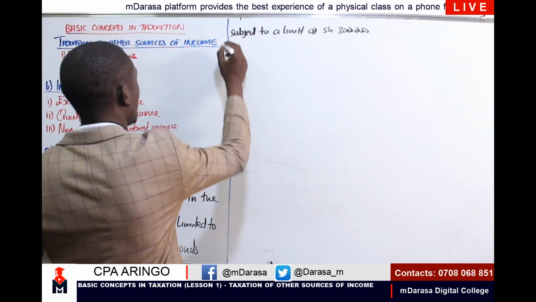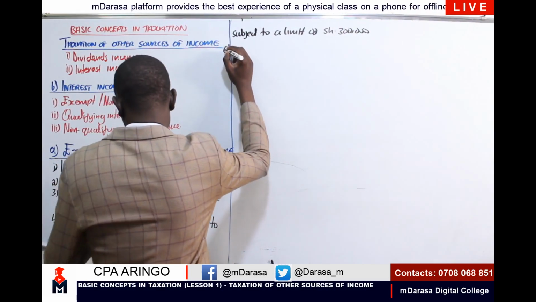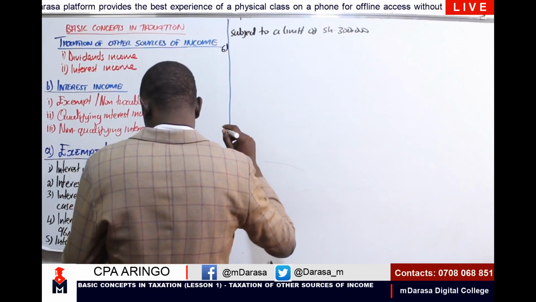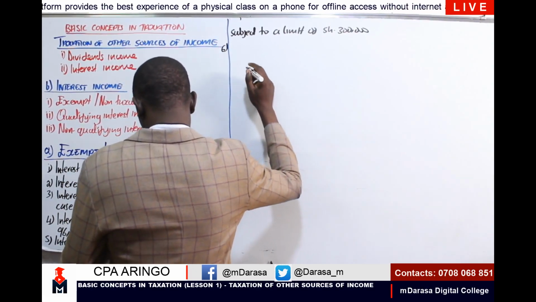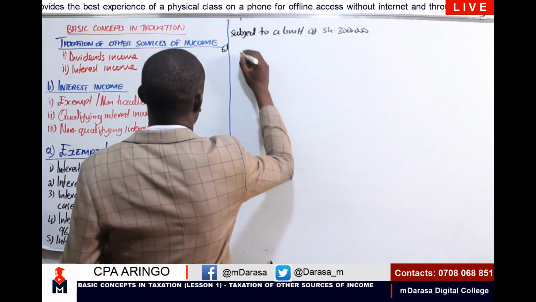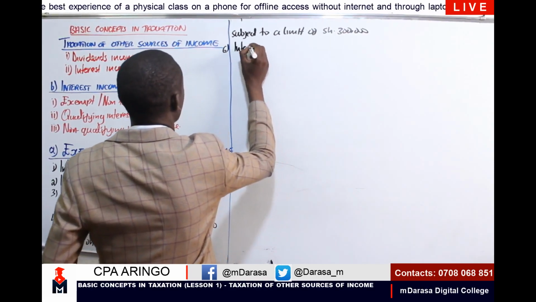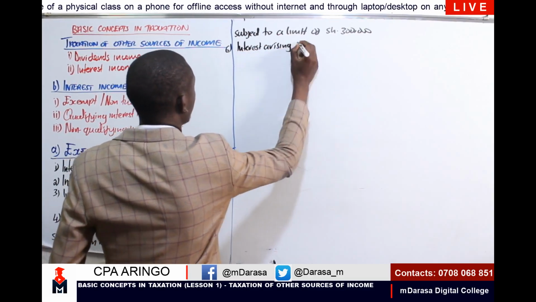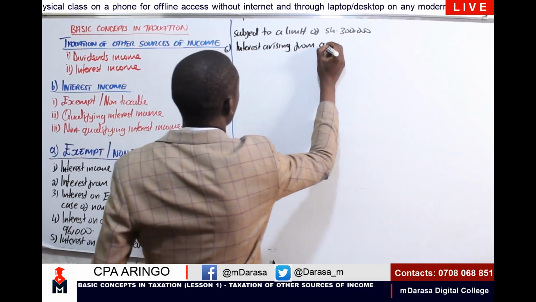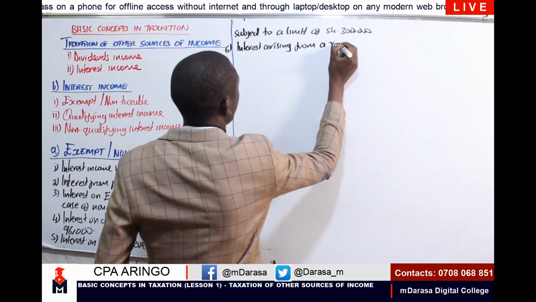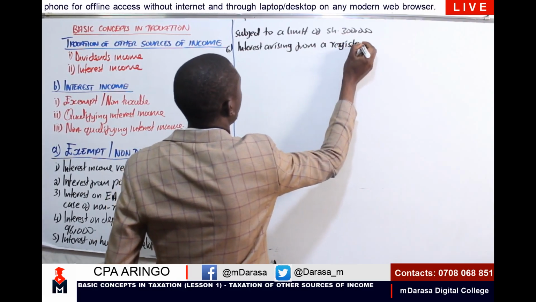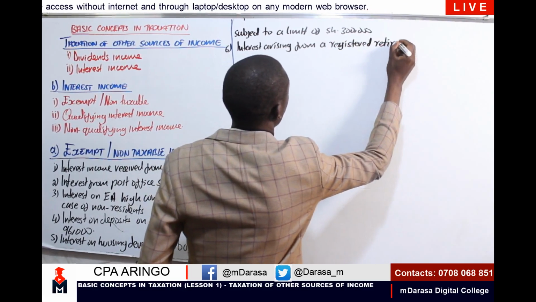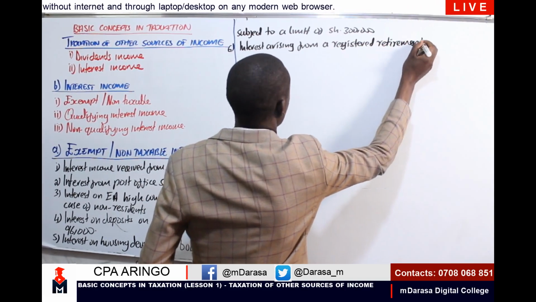And finally, number six, we normally tend to talk of interest arising from a registered retirement fund.